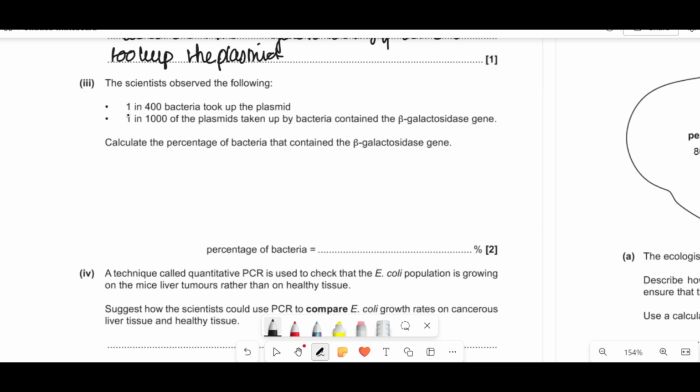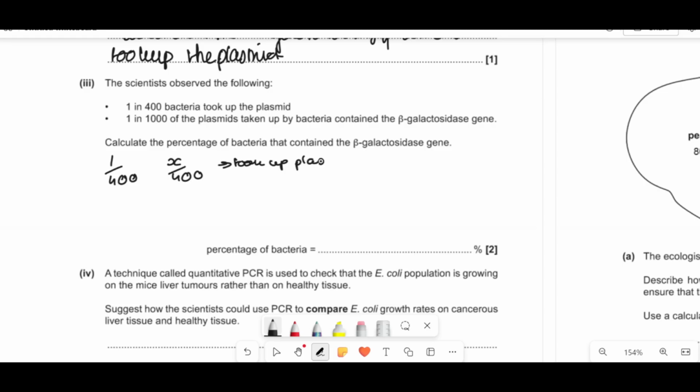So the scientists may observe the following. 1 in 400 bacteria took up the plasmid. 1 in 1,000 of these plasmids taken up contain this gene. So calculate the percentage of bacteria that contained the beta-galactosidase gene, right? So if we have a look, 1 in 400 took up the plasmid. So if I say that X is the original, that's going to be X in 400, right? That took up the plasmid.